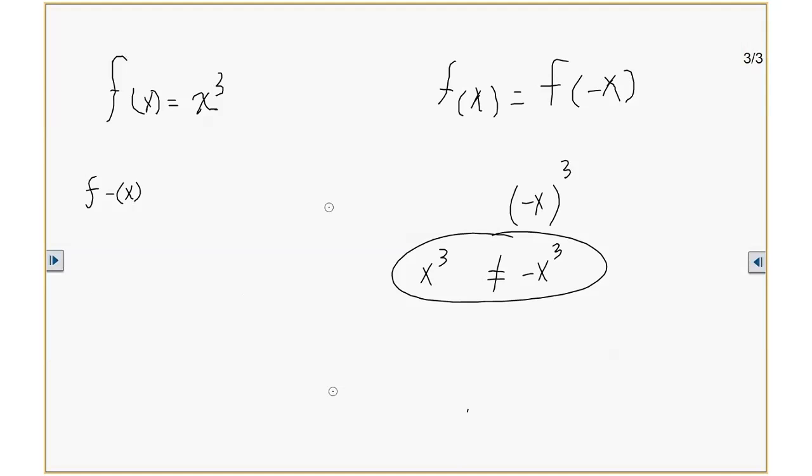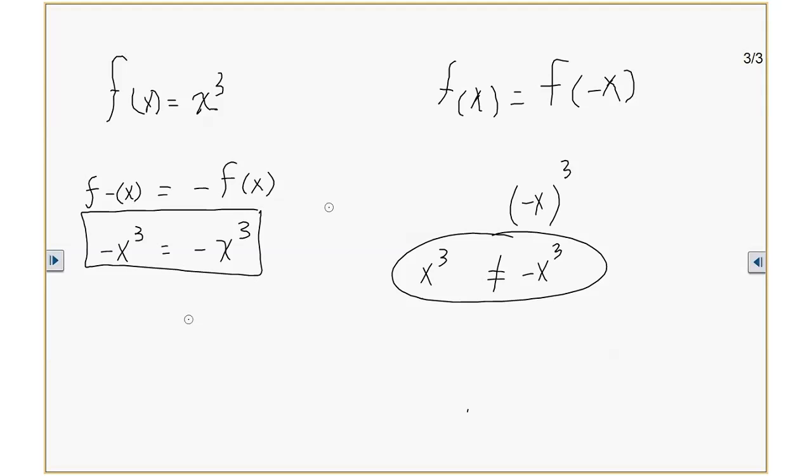f of negative x is negative x cubed, so that's right here, is equal to negative f of x. So what happens when you put a negative in front of the x cubed function? What do you get? Negative x cubed. Are these two equal? Yeah. So they're equal, so therefore you know it's odd, and you know it's symmetrical around the origin. Okay? How did you know that it's around the origin? Because it's odd. Because these two are equal.